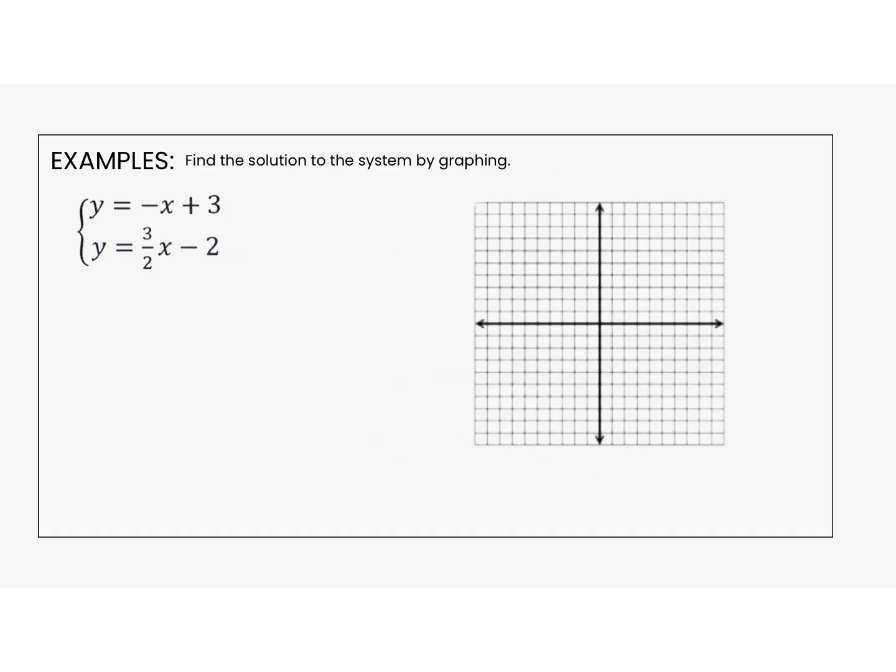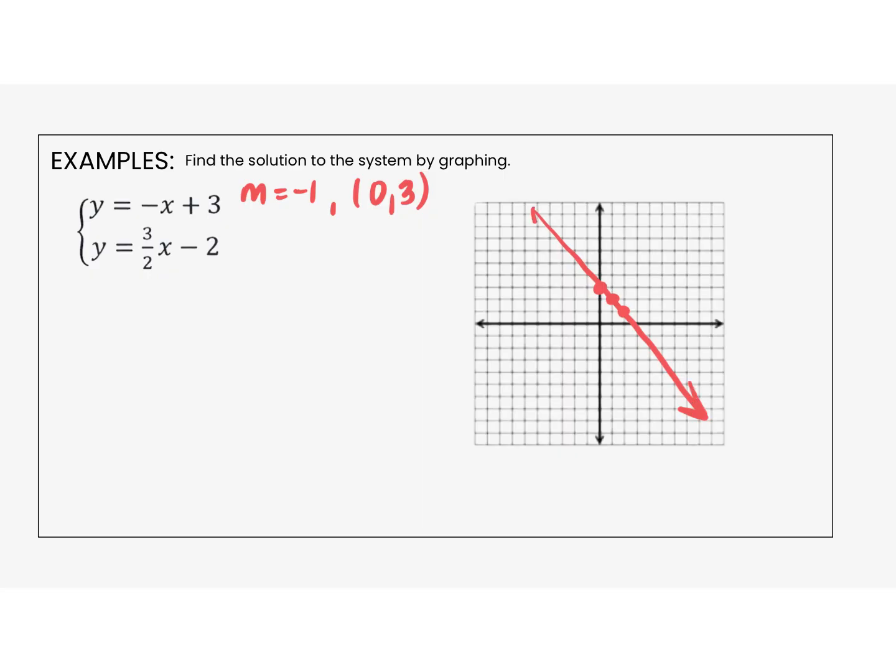Okay, so let's look into now if we want to solve this system by graphing. We're going to graph both of these lines. So this first one, y equals negative x plus 3, that tells me my slope is negative 1 and my y-intercept is 0, 3. So I'm going to graph starting with 0, 3. And then a slope of negative 1 just tells me I go down 1 and over 1 from there.